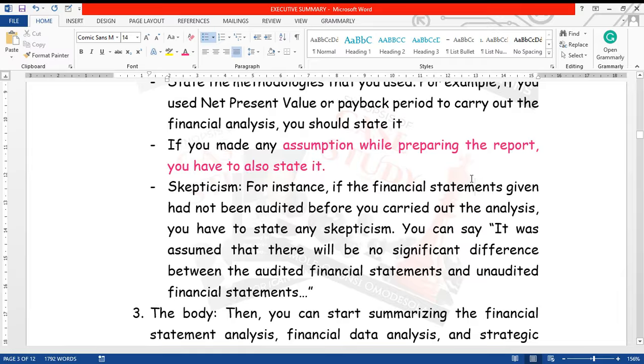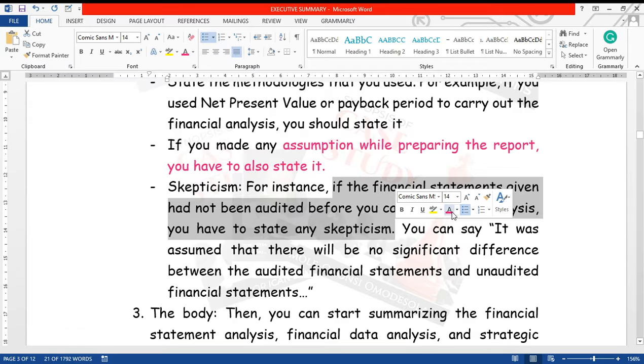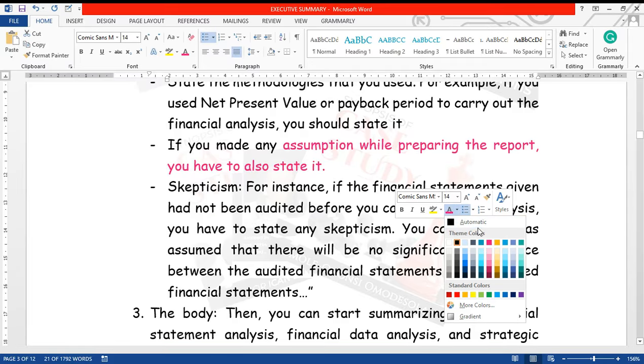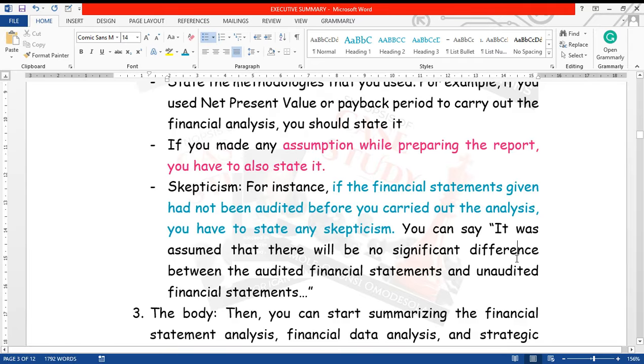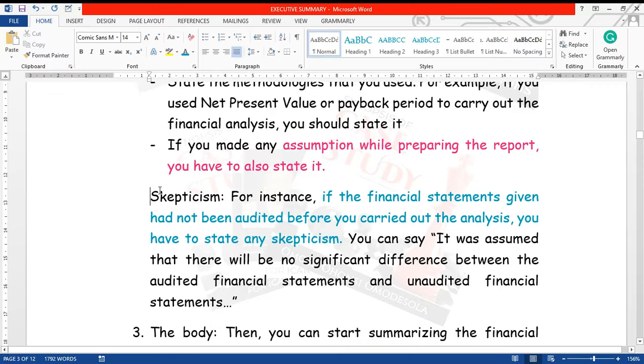So, for instance, if the financial statements given had not been audited before you carried out the analysis, you can actually say something about that. You can say it was assumed, since skepticism and assumptions are very close. So you say, it was assumed that there will be no significant difference between the audited financial statements and unaudited financial statements. So that's the skepticism.